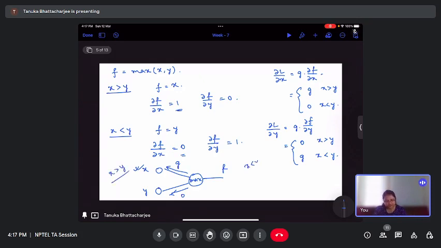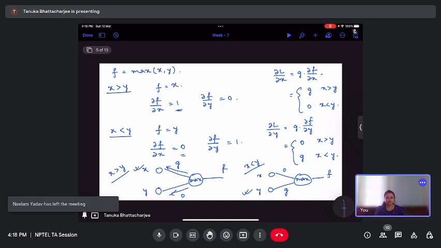And if you have x less than y, that is y is the higher one, in that case, your del L del x becomes 0 and your del L del y becomes g. So, you see, among the two inputs, whichever is the higher one, you are having a non-zero gradient in that direction, non-zero contribution from the loss in that direction. In the other one, you are having a 0 gradient.